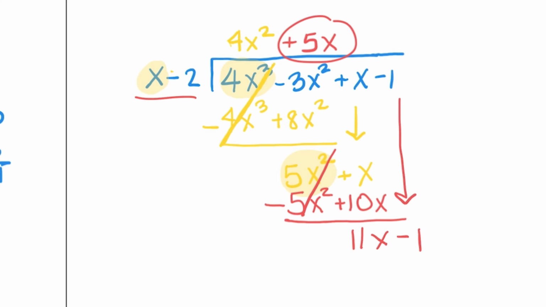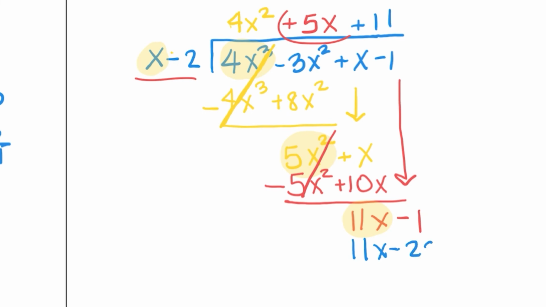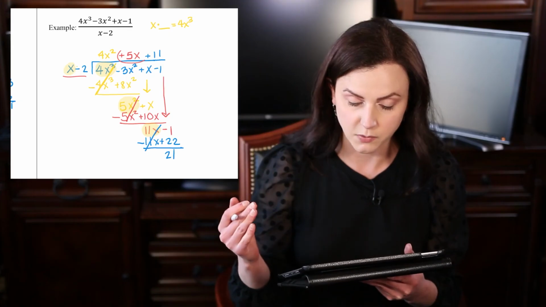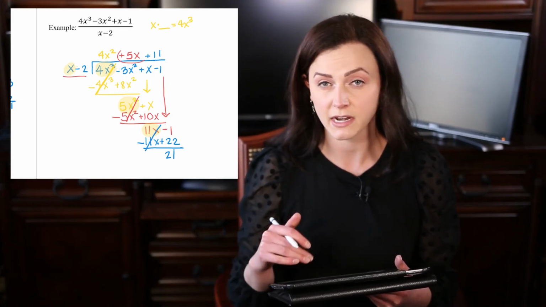Okay, so then for this last step, we're figuring out what we would multiply x by to get 11x. So x multiplied by what would give us 11x? Well, just an 11. 11 times x will give us 11x. So this 11 times x minus 2 is 11x minus 22. Change both of these signs and add. And we're left with 21. x will not be able to turn into a 21. Nothing you multiply x by would give you 21. So that is your remainder.